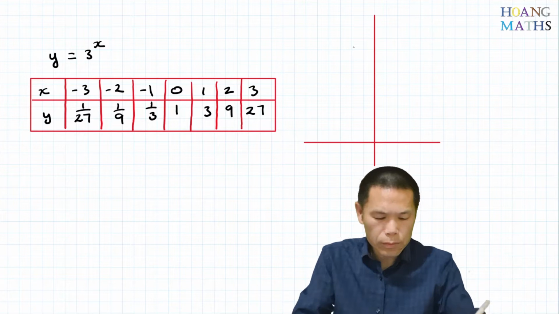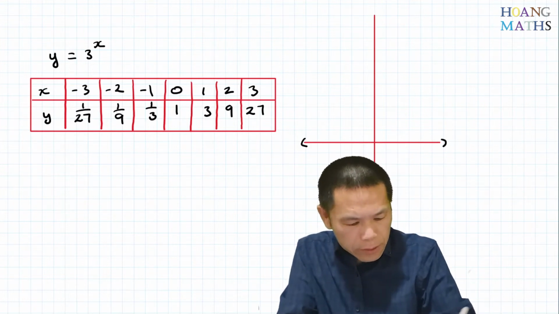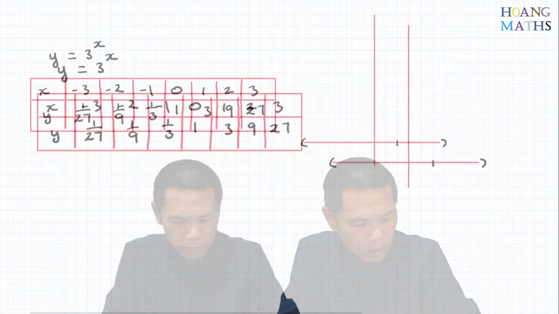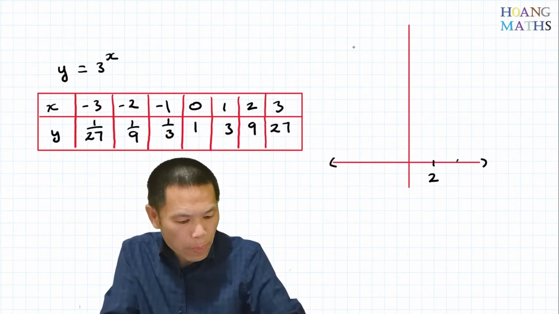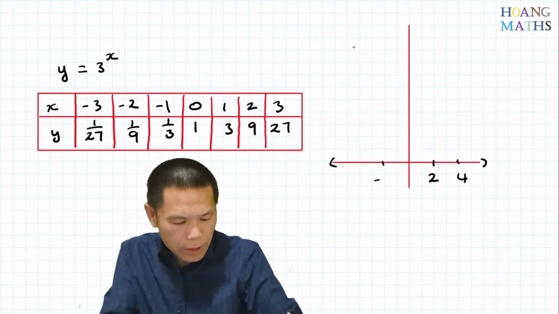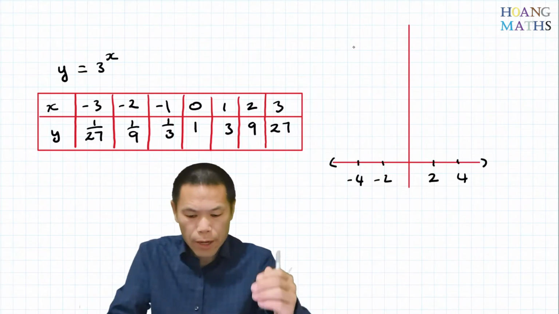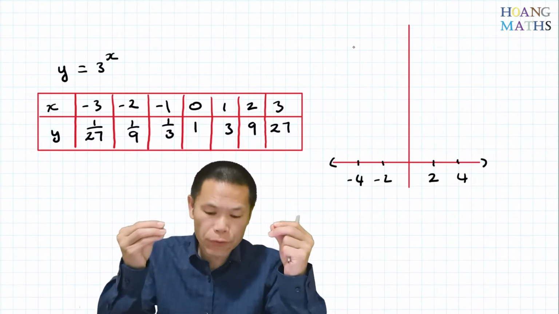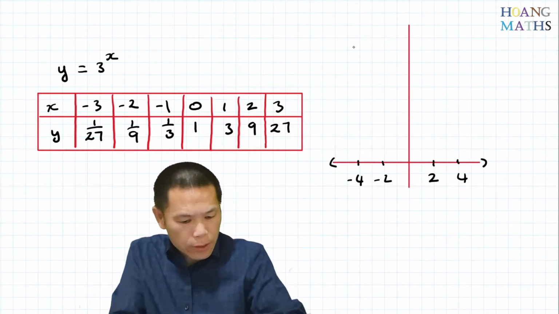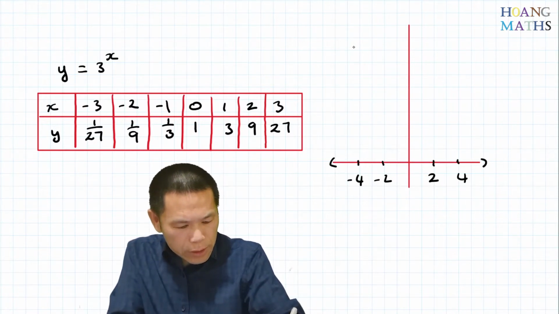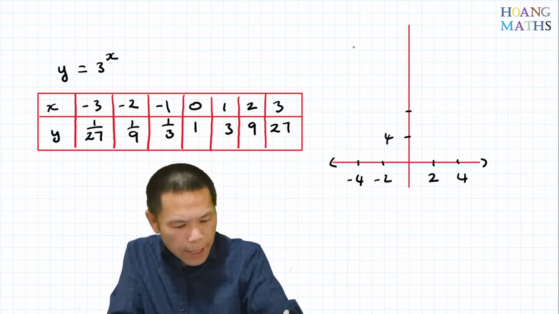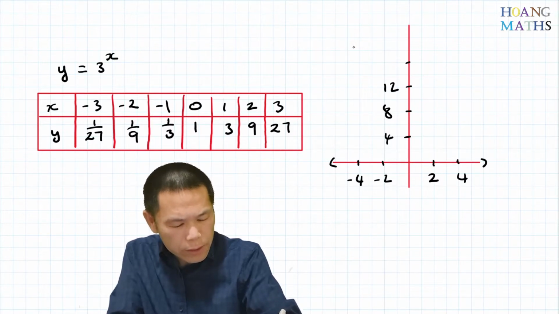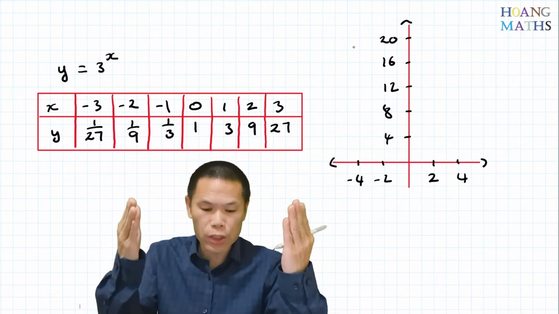For the x value, I just write this: this is 2, 4, and this is -2, -4. For the y value, the scale is slightly different because the numbers are quite big. So I go this one here: let's say this is 4, this is 8, 10, 12, and then 16, and this is 20. That will do. Just a rough sketch.